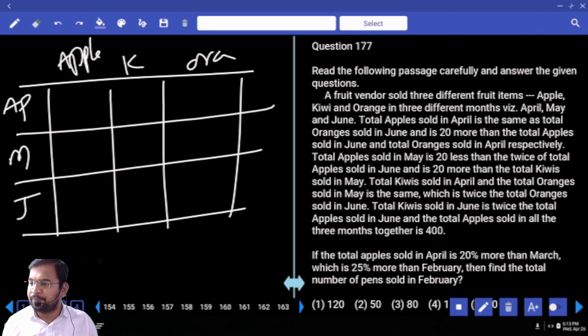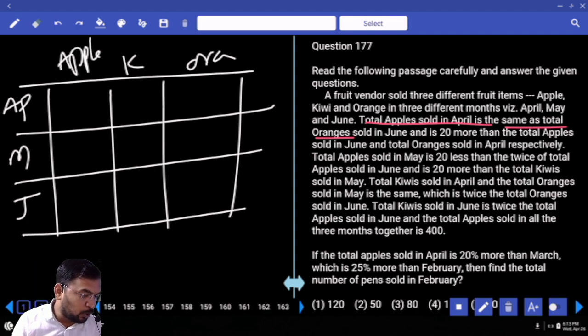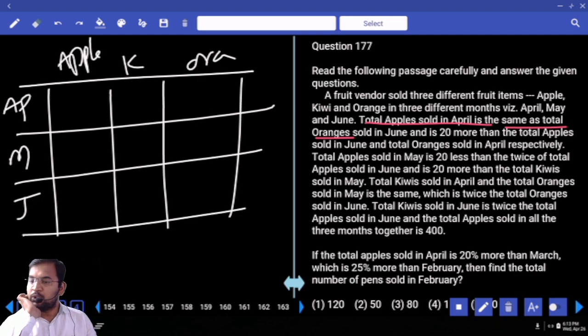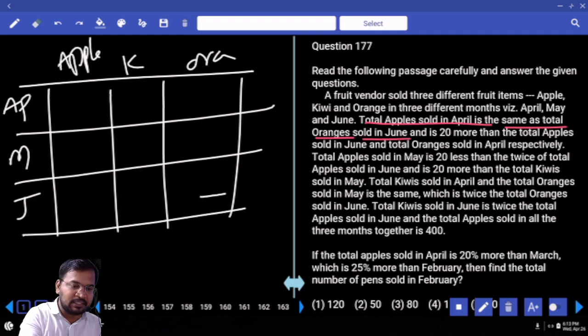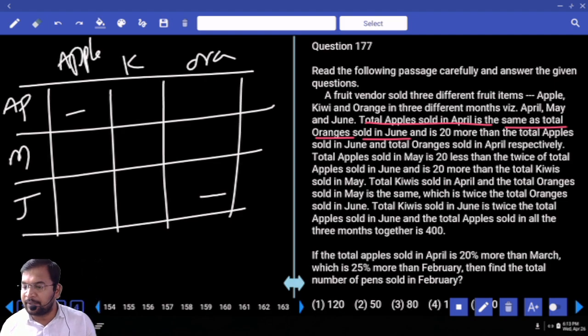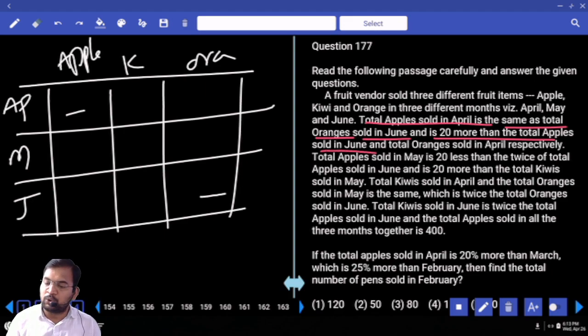So the first statement is what? Total apples sold in April is the same as that sold in June. Oranges sold in June, this value and this value, both keep aside. And it is 20 more than the total apples sold in June. June we know, that is 20 more, he is saying. Just keep aside, we'll see later. And total oranges sold in April respectively.